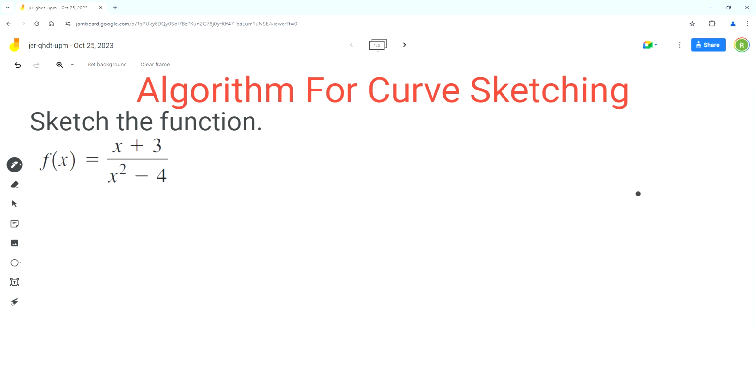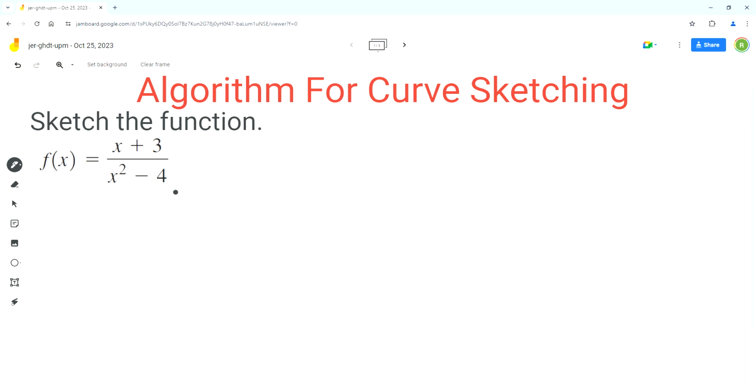So in this video, we'll sketch this function using the concepts of derivatives. So the function is f of x equals x plus 3 over x squared minus 4. So the first step is to find the discontinuities in this function.